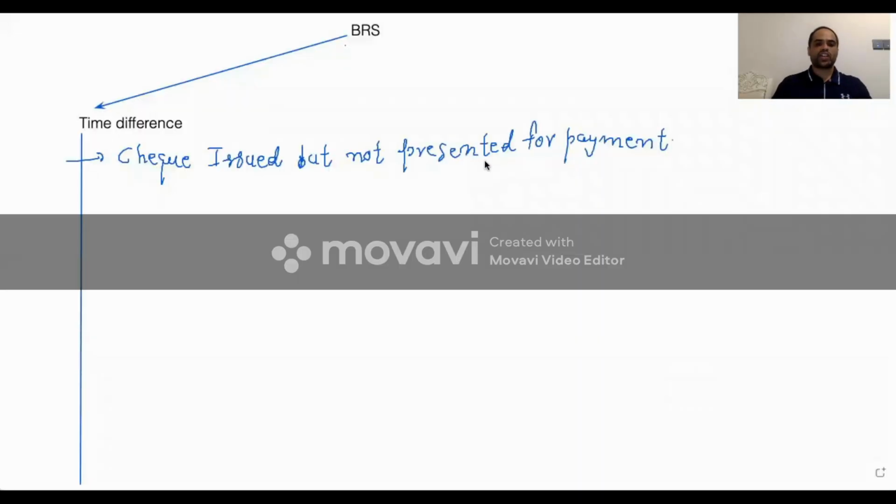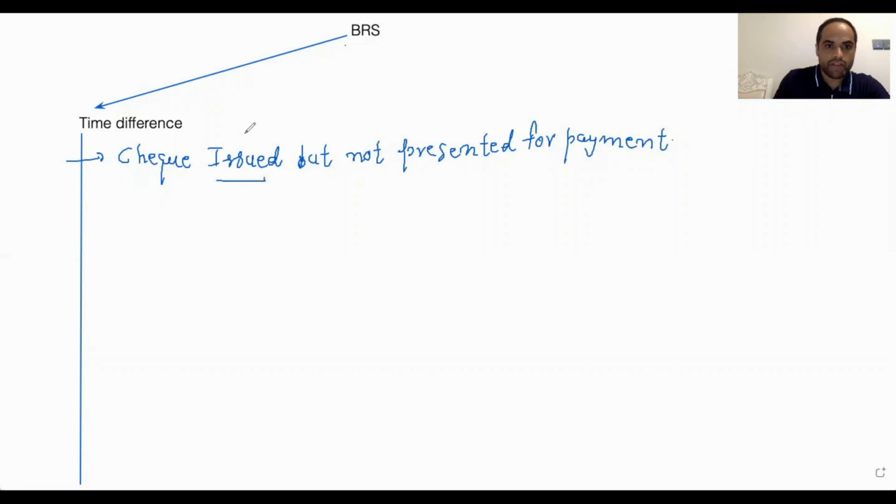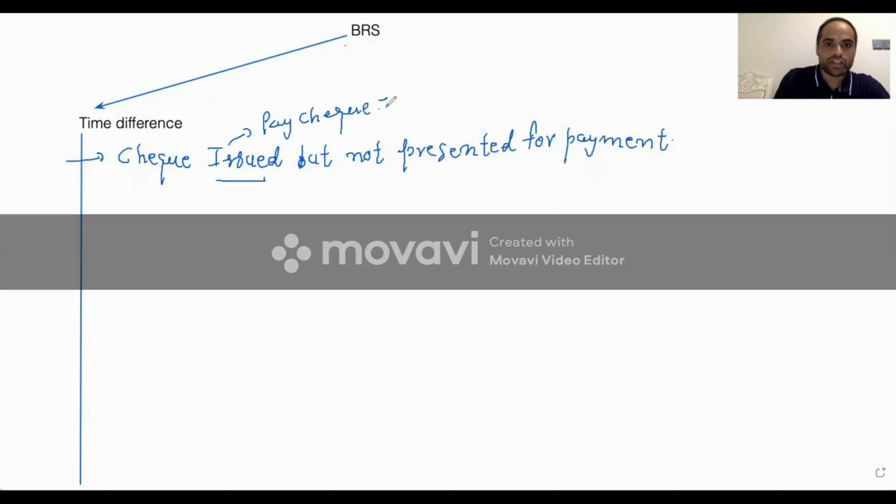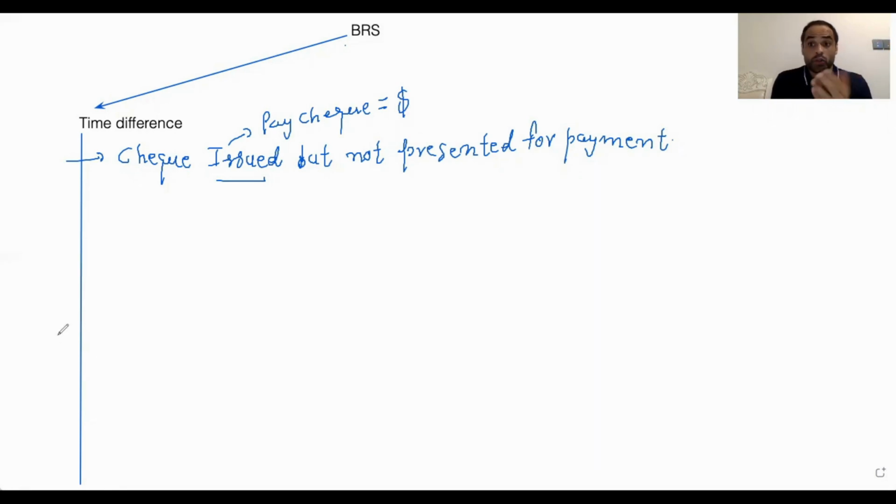Now, what is the meaning of check issued but not presented for payment? Check issued means when a company is paying by check, when a company writes a check. Issued means when you pay by check. I need to give you money, so I'll issue you a check. All right. So now what you will do, you will go to your bank and give this check to your bank. Remember, you go to your bank, not my bank, because your bank will put this check in your bank account.